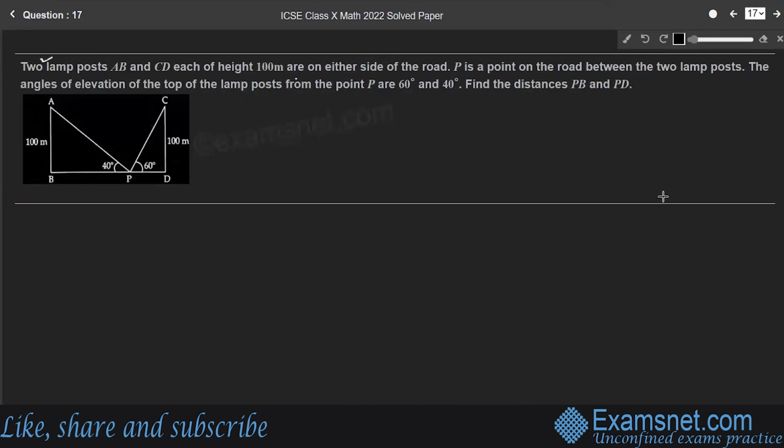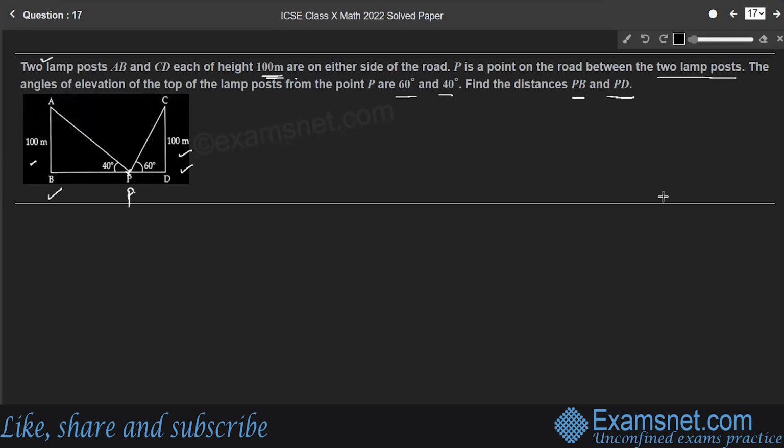Question 17. Two lamp posts AB and CD, each of height 100 meter, are on either side of the road. P is a point on the road between the two lamp posts. The angles of elevation of the top of the two lamp posts from the point P are 60 degree and 40 degree. Find the distances PB and PD. Here are two lamp posts AB and CD. Between B and D there is a point P. We need to find the distance of point P from one lamp post AB and the distance of P from the other lamp post CD.